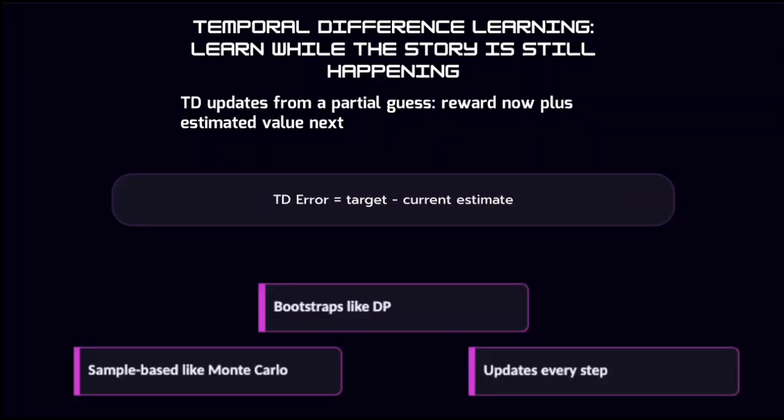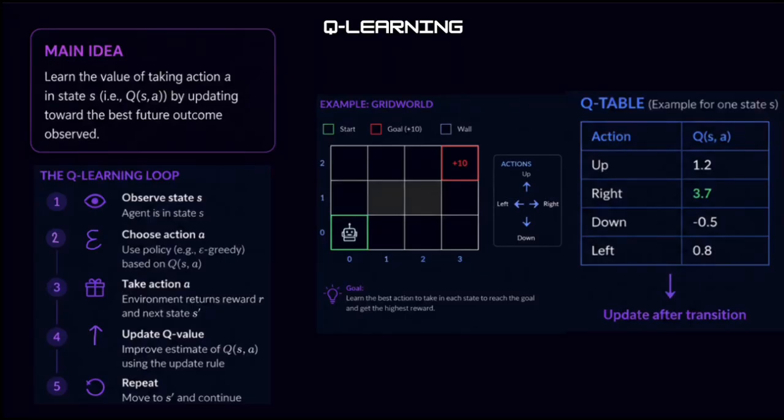Alright, now on to Q learning. Q learning is one of the classic reinforcement learning algorithms. Its goal is to learn how good each action is in each state. Once the agent has learned good action values, it can choose the action with the highest value and behave well. The important idea is that Q learning learns from experience one transition at a time. The agent is in a state, takes an action.